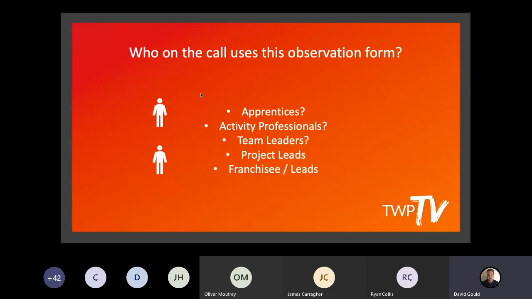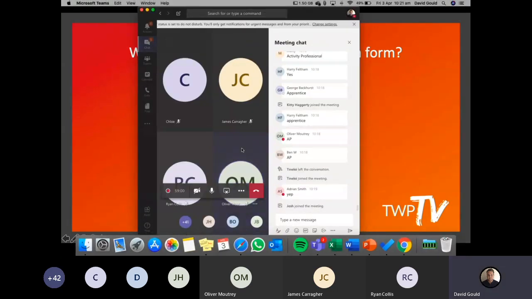Brilliant. What about anybody else? Thanks for that. Anybody else? Anyone else hear me? I'm looking at this. Right. Harry Feltham, George Backhurst, either of you there?